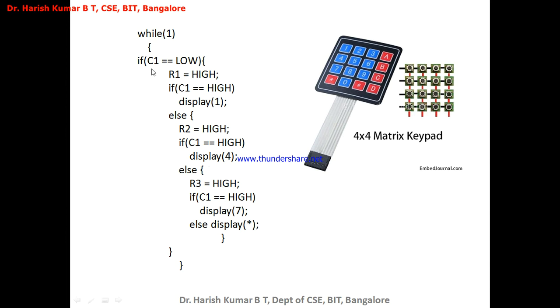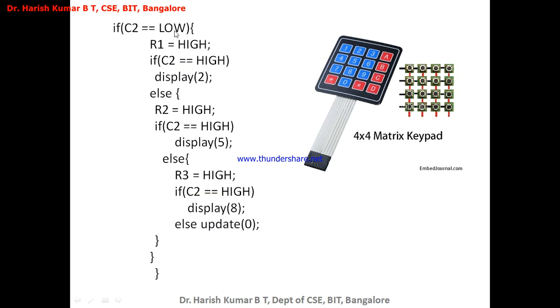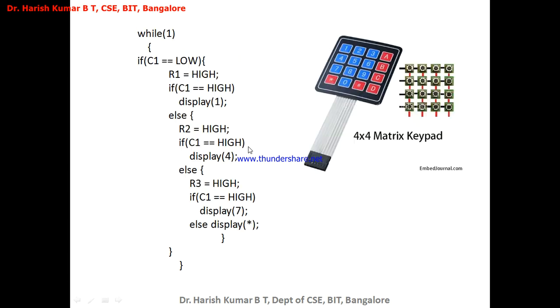So first what I do, if C1 is equal to low, that is what I'm checking. So this is column 1. I have the picture here also. Now initially all these lines are made 1. Now if I press something, I'm just checking whether I pressed something in column 1. If I have not pressed anything in column 1, then I'll go for checking whether I pressed anything in column 2. And if C2 is also not low, then I'll go for checking C3, and similarly C4. So I'll be repeatedly checking because I've written this inside the while loop.